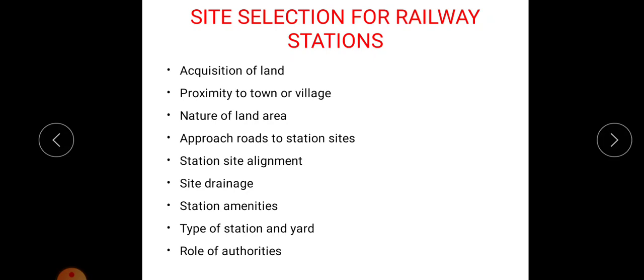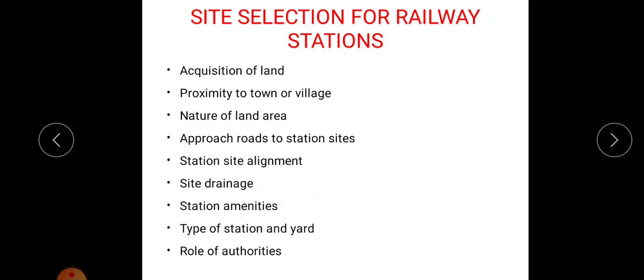Next factor is site drainage. Site drainage means the site should have quick drainage facilities. The water should not be locked there. So for that, a minimum gradient of 1 in 1000 is recommended in station yards in order to have good drainage.